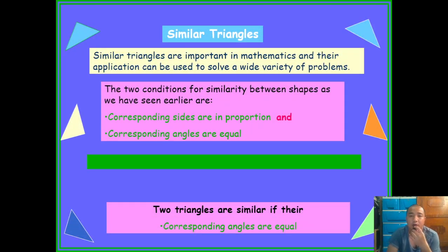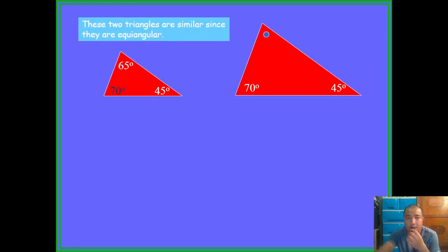Similar triangles are important in mathematics, and their application can be used to solve a wide variety of problems. So the two conditions for similarity between shapes, let's repeat: corresponding sides are in proportion and corresponding angles are equal. Two triangles are similar if the corresponding angles are equal and the sides are proportional.